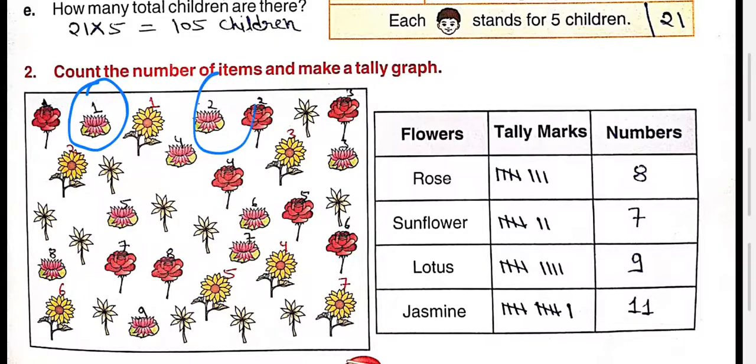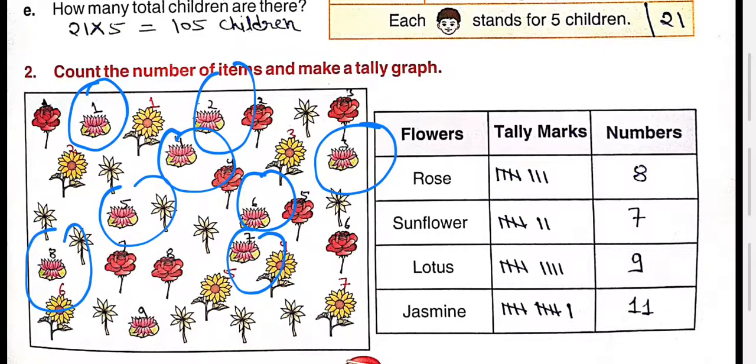1 lotus here, second here. I am writing the numbers also. Third lotus, 4th, 5th, 6th, 7th, 8th lotus. So total lotus are 8 and one more is there, 9. So you have to draw 9 tally marks in such a way that 5 become here and 4 become here.